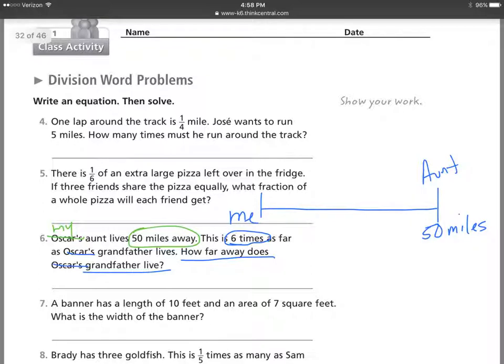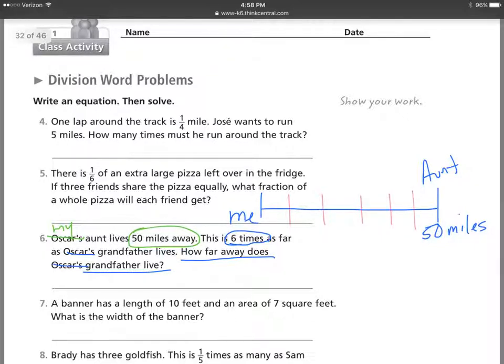My grandfather, however, is a lot closer to me than my aunt. He's 6 times closer to me than my aunt is, because my aunt is 6 times farther than my grandfather is. And here we're talking about sixths. So what I need to do probably is break my number line into sixths. We do that with 5 lines.